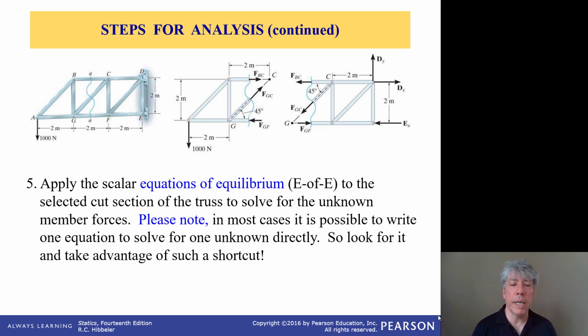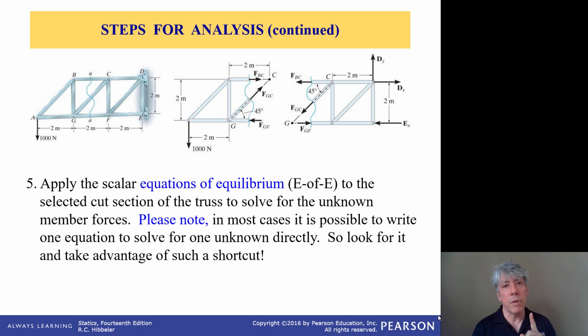For example, if you look at this truss and you're thinking of summing moments, if you sum moments about, let's say, point A where the 1,000 Newton load is applied, well, F_GF will not appear in that moment equation because it has a zero moment arm relative to point A. But F_GC and F_BC will both appear in that equation, and that's going to be a little bit of a pain because F_GC's moment arm is not obvious. It's not trivial to compute.